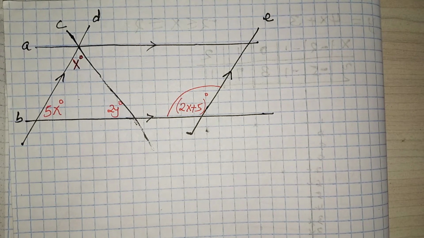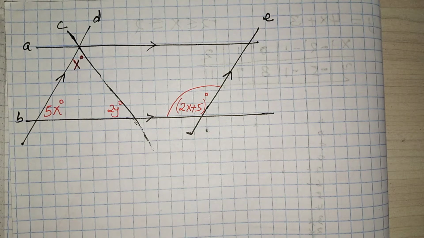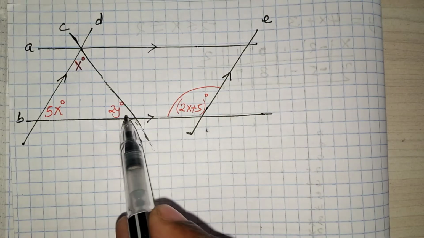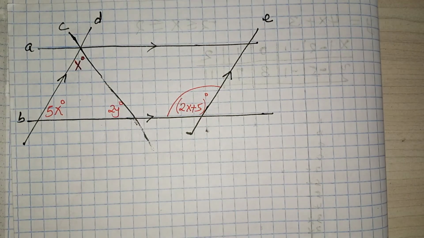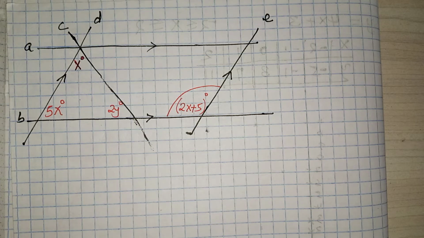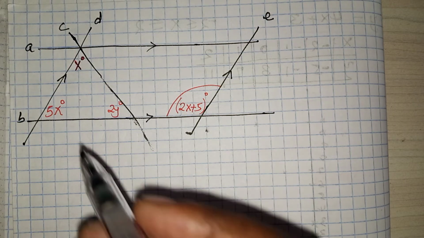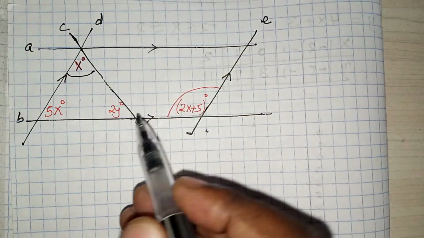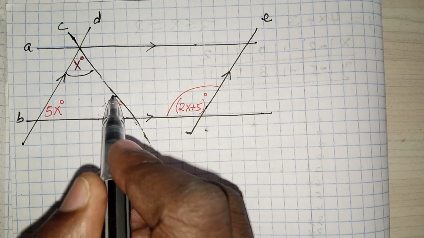Using angle properties of figures, in this particular diagram we can see we have a triangle and we have a four-sided figure. Find the value of x and y. You can see that there is x there, there is x here, there is x here, and there is 2y here.